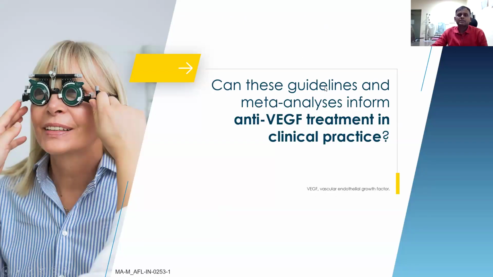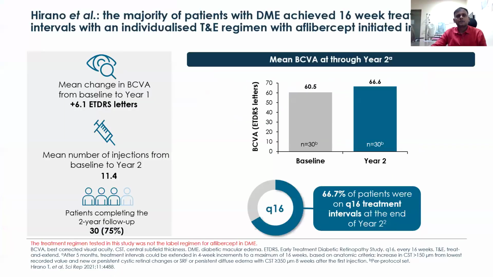Can these guidelines and meta-analyses inform anti-VEGF treatment in clinical practice? There were two studies done. The Hirano et al. study was done to assess the efficacy of a 2-year treatment extension regimen involving aflibercept injection with the longest treatment interval of Q16 with adjunct focal grid laser. The mean BCVA change from baseline was 6.1 ETDRS letters, and 30% of the patients completed the 2-year follow-up. 66.7% of the patients were on Q16 treatment intervals at the end of the 2 years. So the conclusion was that the Q16 treatment interval could be a rational treatment extension regimen for DME.